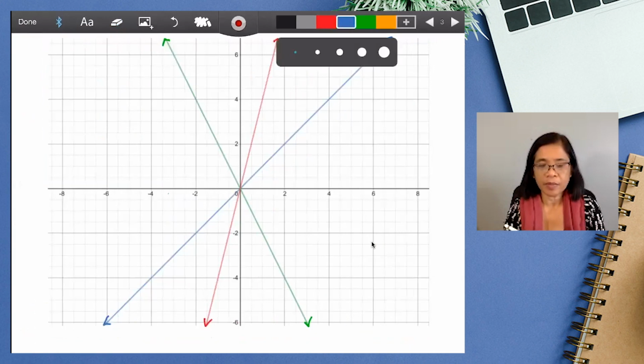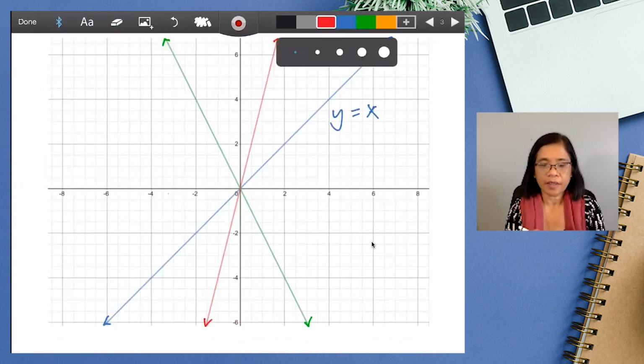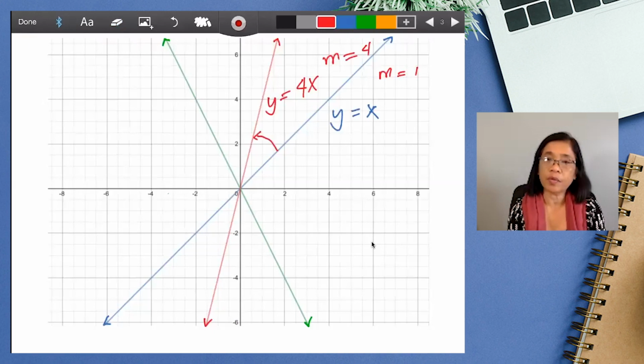So going back, this blue line in the previous slide is y equals x. Then the red line is y is equal to 4x. Notice the effect. When we changed the value of m from 1 to 4, this line moves closer to the y-axis. So as we increase the value of m, the line becomes steeper. Both these two lines have positive slopes and they're both rising. They're both inclined to the right.